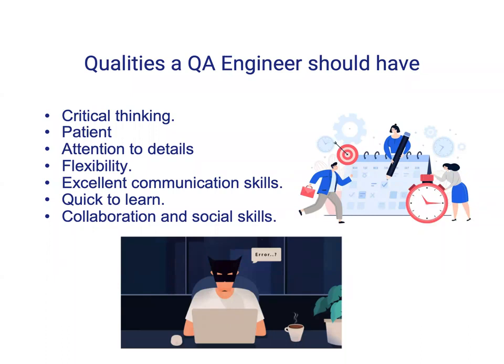Then we have attention to details. And the details part is, again, our only job. These are some qualities that I'm describing here that are really, really relevant to our job. Being patient, attention to details is something that we get paid for, being flexible, being able to communicate and quick to learn, right? We get paid to have this kind of personality.